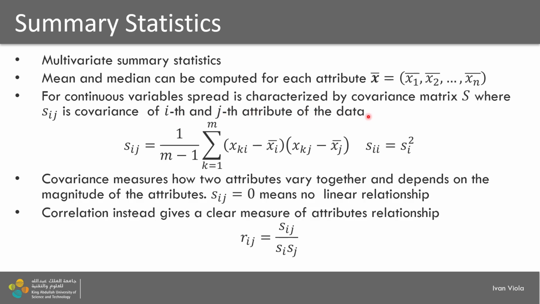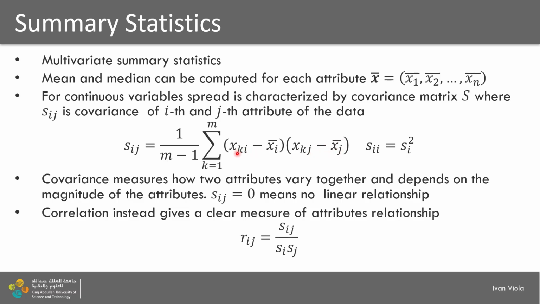We have seen it already in the last lecture, where S_ij is calculated as the difference between the value of the ith attribute and the ith mean, multiplied by the difference between the value of the jth attribute and the jth mean.